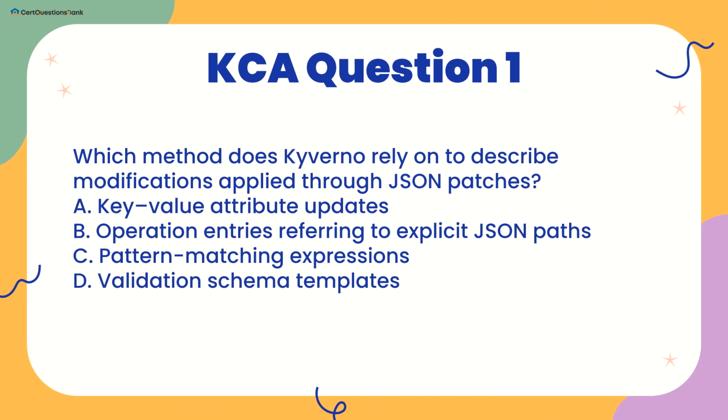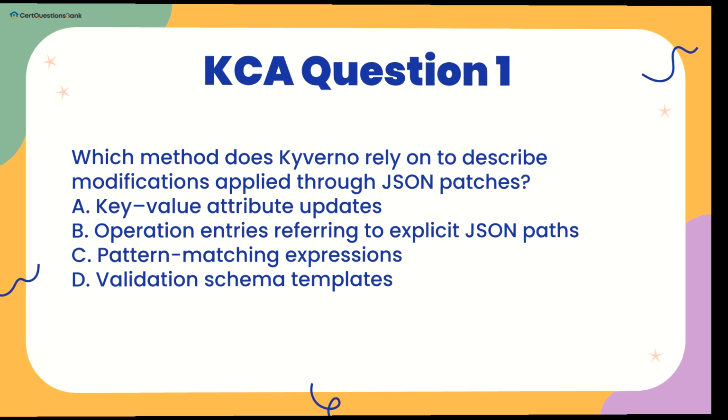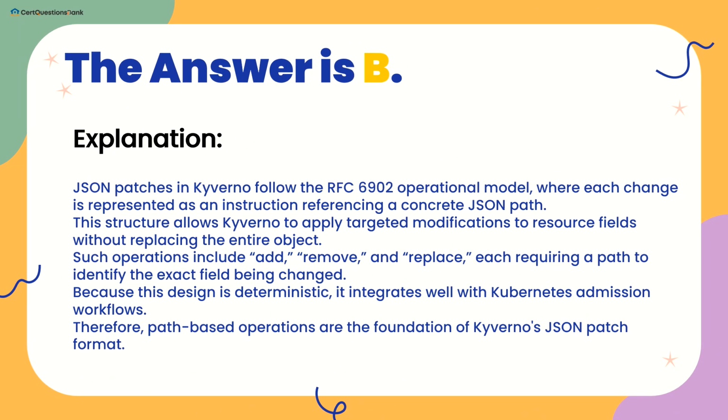Which method does Kyverno rely on to describe modifications applied through JSON patches? A. Key value attribute updates. B. Operation entries referring to explicit JSON paths. C. Pattern matching expressions. D. Validation schema templates. The answer is B.